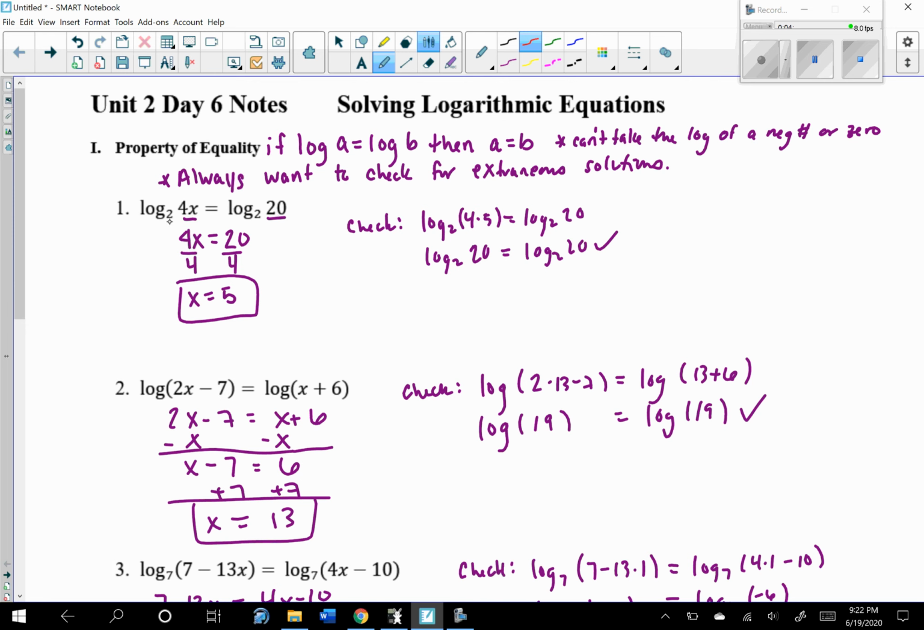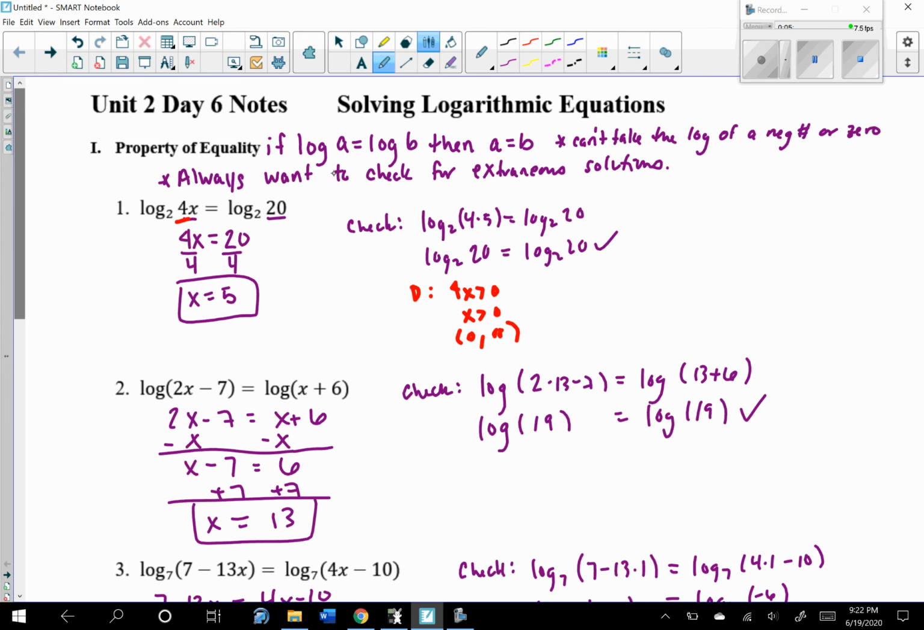So I'm going to do that first for the left side here because that's the one with the x. So if I find the domain of the left side, 4x has to be greater than 0, divided by 4, so x is greater than 0. So the domain of this equation is 0 to infinity. 5 fits within that domain, so that's why it was okay to use that for our answer.